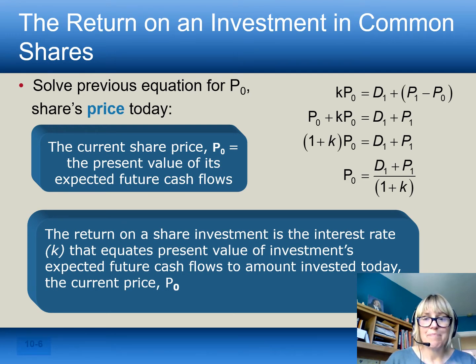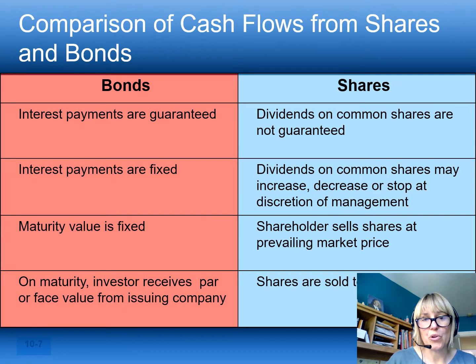And I'll explain when we do the two-step growth model, you'll see that the P1 breaks down into some other components. So it's kind of sitting there as a nice little single variable, but it gets a little more complicated than that, of course, when we're trying to figure out what a common share is worth.